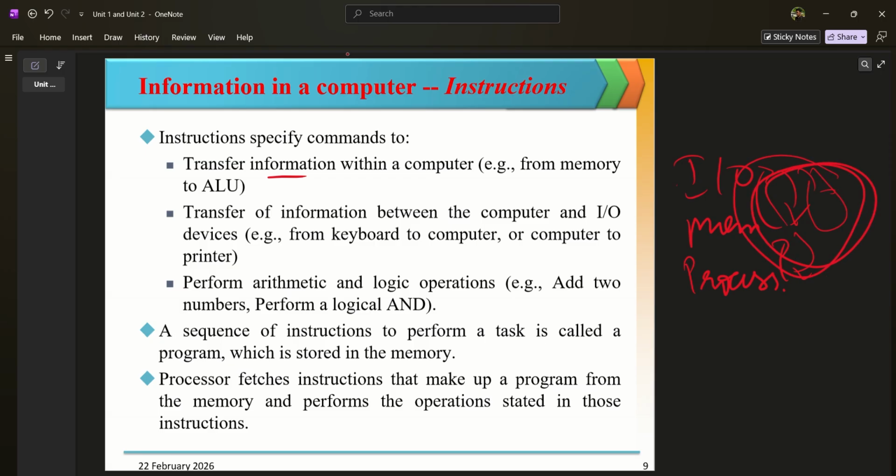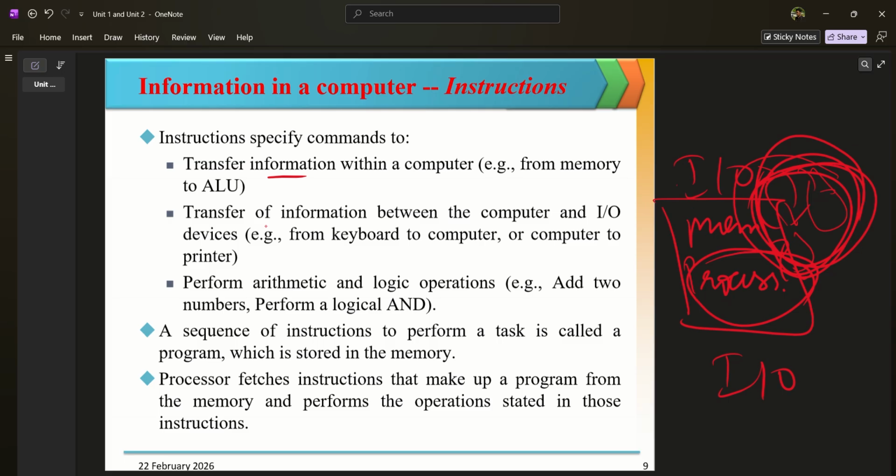In fact, these are the instructions which transfer information within the computer. Instructions are commands which help to transfer information within the computer as well as between the computer and the IO devices, as well as perform the large arithmetic and logic operations inside the processing unit, right?